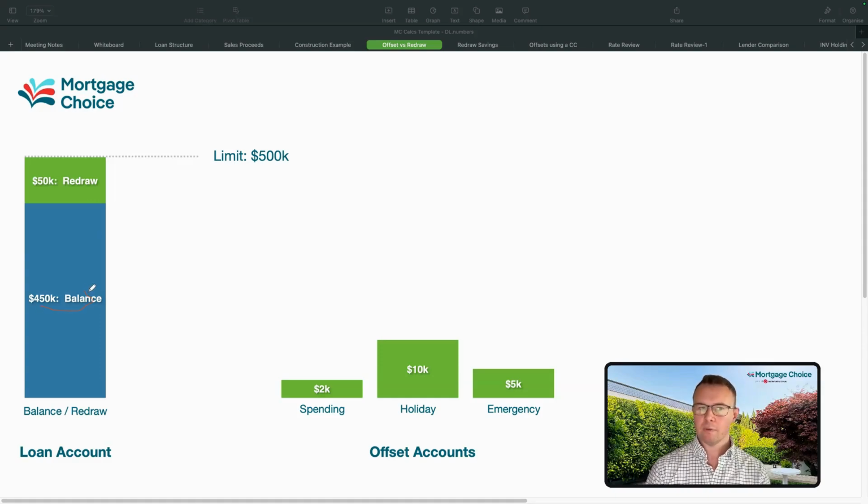So instead of 450, after you've paid down by 50,000 already, you've now reduced it by another 2 and another 10 and another 5. You've now got a net balance of $433,000, which will attract lower interest charges, pay down the loan even faster. Fantastic. That's what we want to do. Pay down the debt fast.